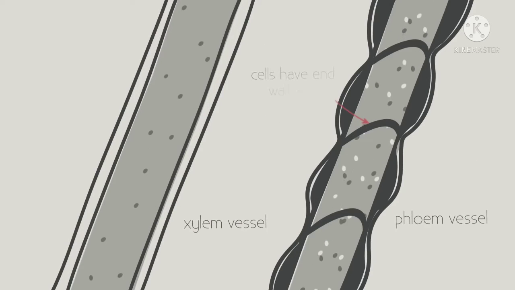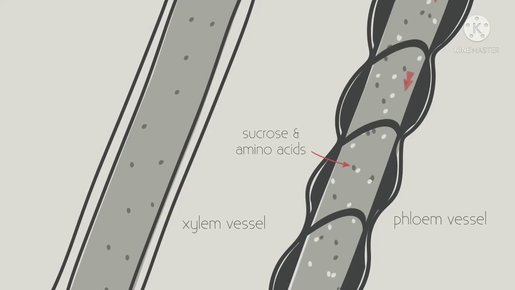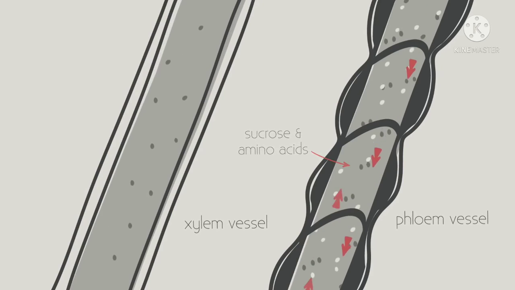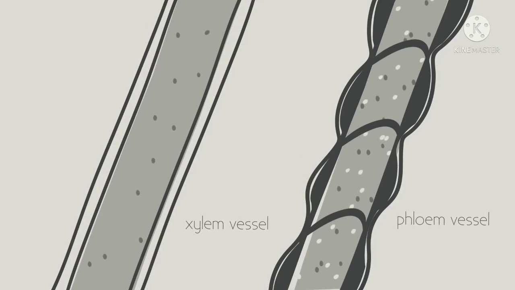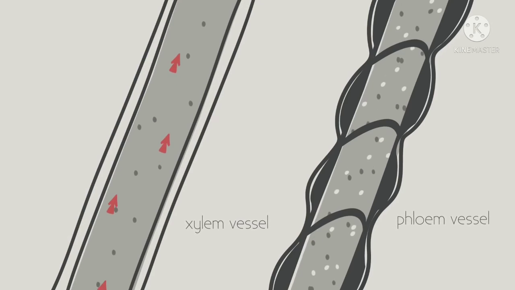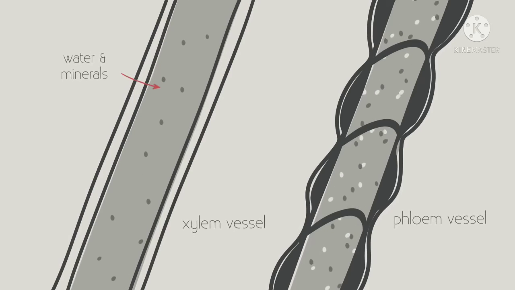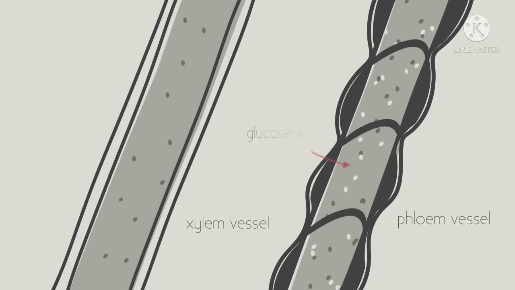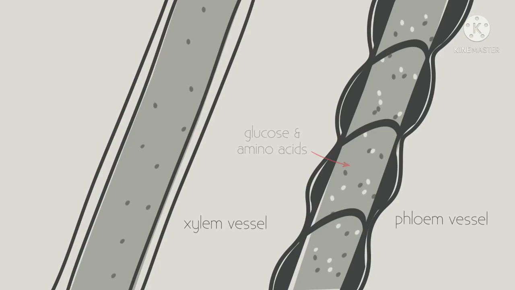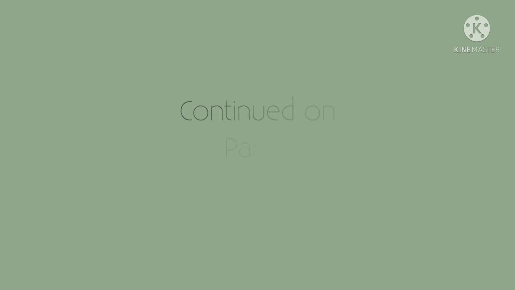The phloem vessels are made up of living cells. They transport sucrose and amino acids up and down the plant, depending upon where they are needed. Whereas in the xylem, the movement is just one way, from the roots up to the leaves. So we know that water and minerals go up the xylem, and amino acids and glucose go up and down the phloem. But how? In the second part of this video, we are going to look at the xylem and transpiration.